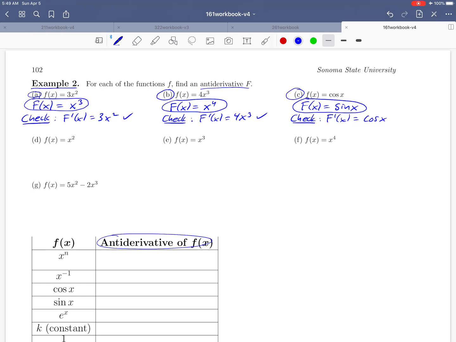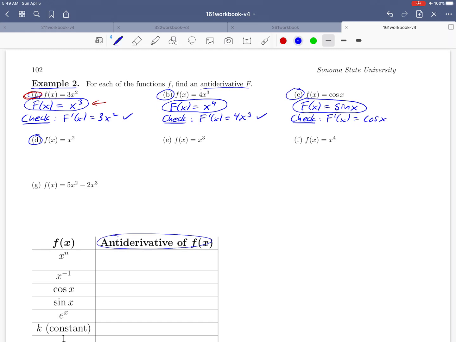Now, in the next set of examples, it gets a little bit more interesting. D, for example. We want an antiderivative for the function x squared. Notice that that's similar to what we did up here in part A. There we wanted an antiderivative of 3x squared, so x squared is the same function, but it doesn't have the 3. So the question is, how would we change our answer to part A so that we just get x squared and not 3x squared?